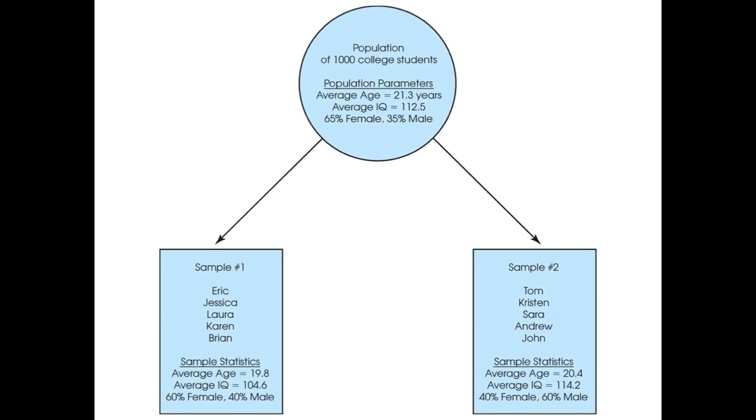And then you took another sample of 5, and your sample statistics are different again, because you're pulling from this huge population, your samples are going to be a little bit different than your population parameters because you're not pulling everybody in the population. So this one has an average age of 20.4 and the average IQ of 114.2 and is only 40% female and 60% male.